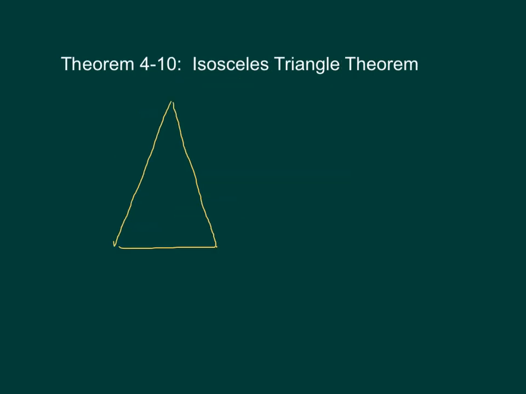So we'll look at a couple theorems. We already know these to be true. We won't spend a lot of time on them. But the first theorem, theorem 4.10, called the isosceles triangle theorem, just says if two sides of a triangle are congruent, so if it's isosceles, then the two angles opposite those sides are congruent as well. So in other words, we have two congruent legs, and then we also end up with two congruent base angles.